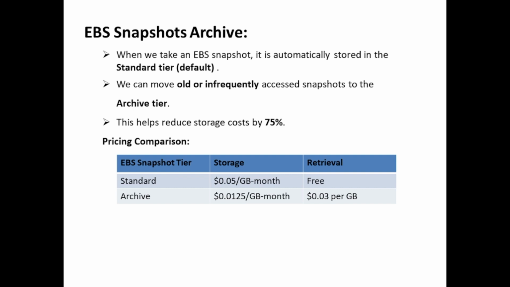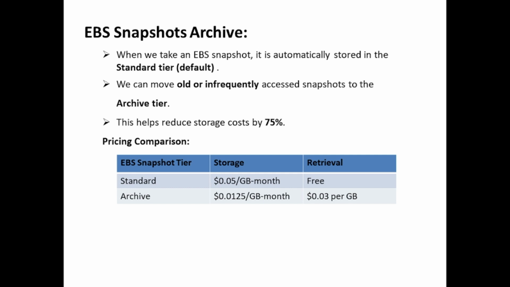Now let's take a look at EBS snapshot archive. In EBS snapshots, there are two tiers, the standard tier and the archive tier. When we initially take an EBS snapshot, it is automatically stored in the standard tier. It is the default tier. Once the snapshot has been created, we can move it from the standard tier to the archive tier. AWS usually recommends the archive tier for old or infrequently accessed snapshots. By moving EBS snapshots from the standard tier to the archive tier, we can save cost by 75%.